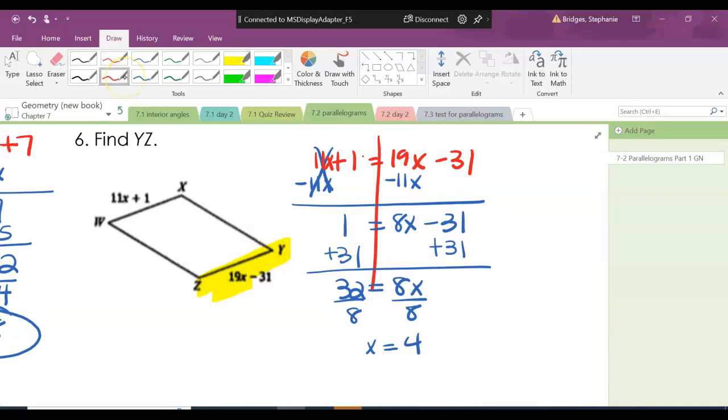What do I plug it into? 19 times 4 minus, you guys have calculator, what is it? 45?